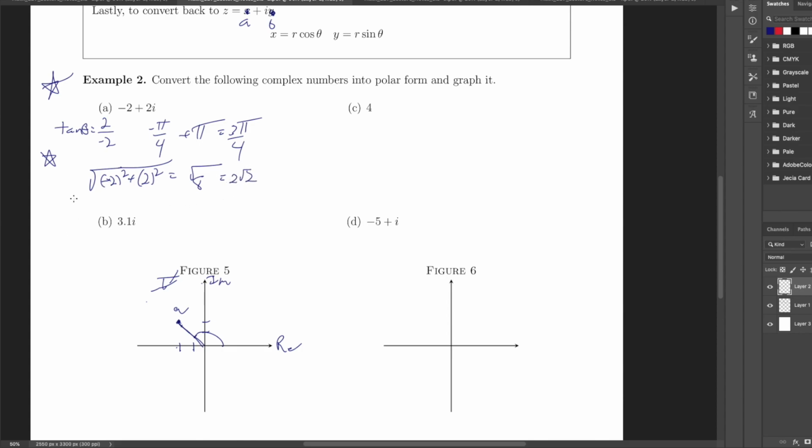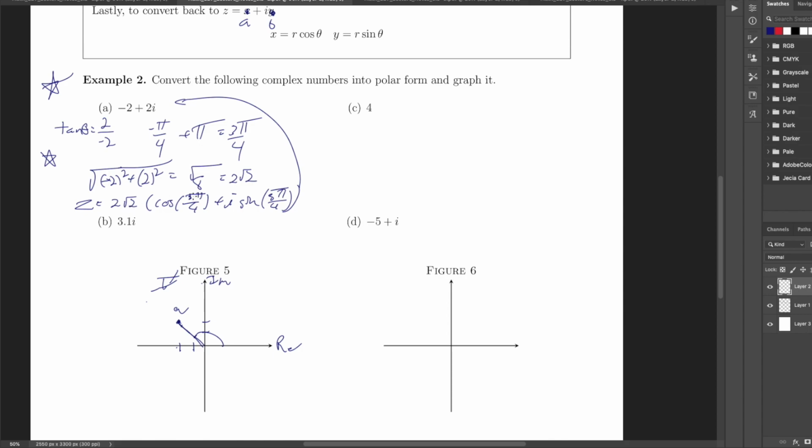And so if I was going to write this in polar form, I'd write it as z equals 2 square root 2 times cosine of 3 pi over 4 plus i sine of 3 pi over 4. And notice if I actually crunch through this number, I'll get this one back. And so it's a good way to check. Just crunch this number, and you'll get this number back.